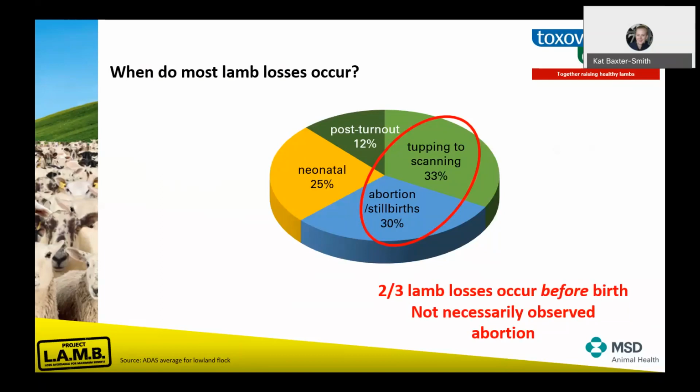And then only 12% are lost post-turnout, so actually that's the lowest proportion of lamb losses. So if we can address the before-birth losses, the 60% of animals that are lost before birth, then we can really make a difference to the numbers that are lost.